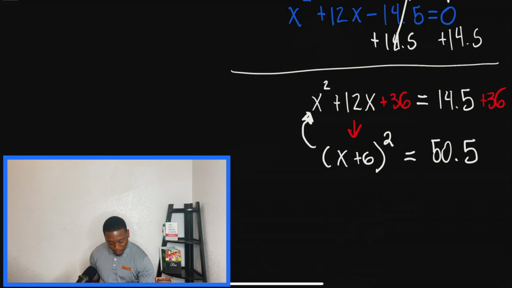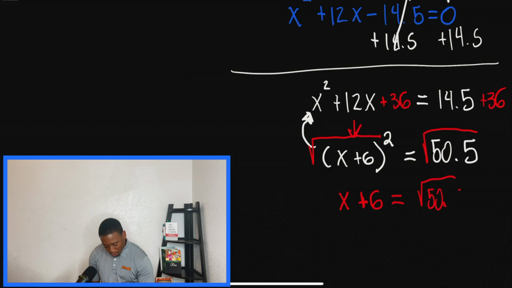So at this step now, like I said before, we're going to cancel out that exponent by taking the square root. So I take the square root on the left side and I do the same thing on the other side of the equation. So at this step, I have x plus 6 is equal to the square root of 50.5. And like I was telling you guys, do not forget the plus or minus in front of the radical.